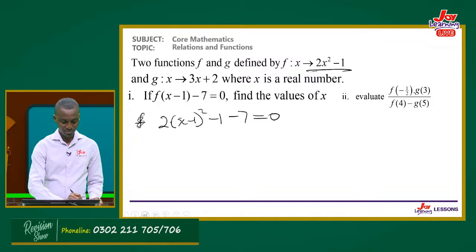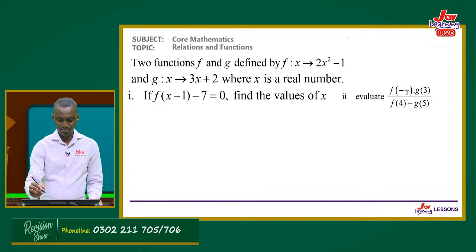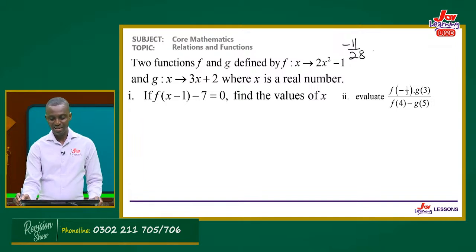Yeah, I have the solution to the second one. And what do you have? I got negative 11 over 28. Negative 11 over 28. Okay, that is for the Roman numeral 2. And what about the 1?